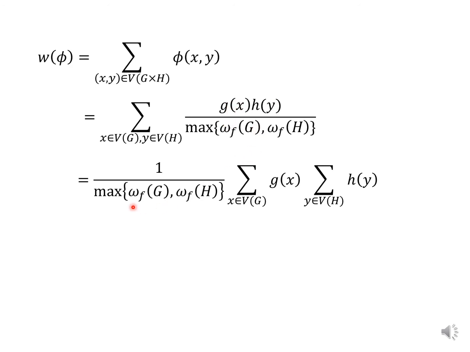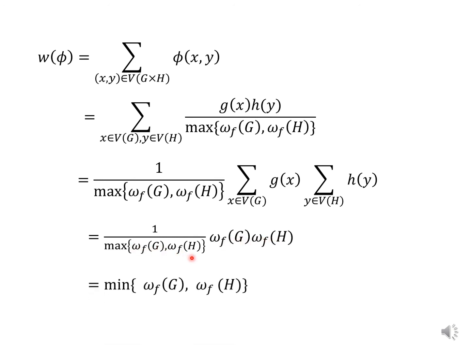This is a constant, we take it out. Then the summation of these is just the fractional clique number of h. Summation of these is the fractional clique number of g. So this product divided by the maximum of these two gives the minimum. So the weight of this assignment is correct. It is equal to the minimum of the fractional clique number of g and the fractional clique number of h. So it remains to show that phi is indeed the fractional coloring.